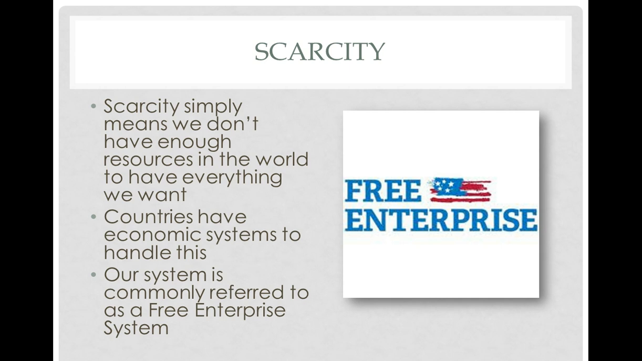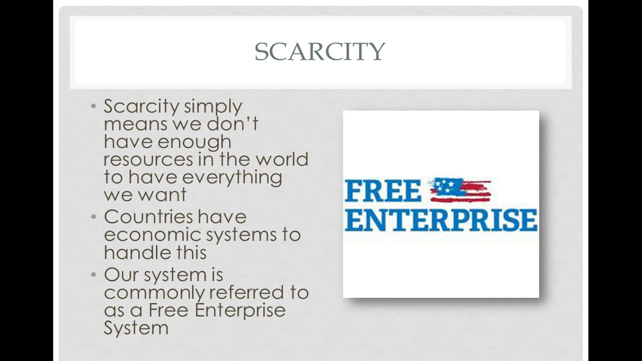Okay, and the first one is scarcity. So the whole reason we have to have an economic system is because of this concept, and that simply means that there's not enough of everything to go around. So countries have to have an economic system to handle this. Okay, so that's why we have money.